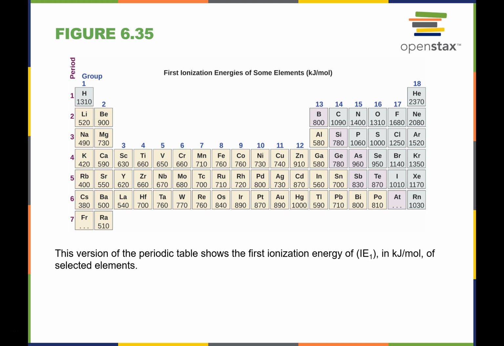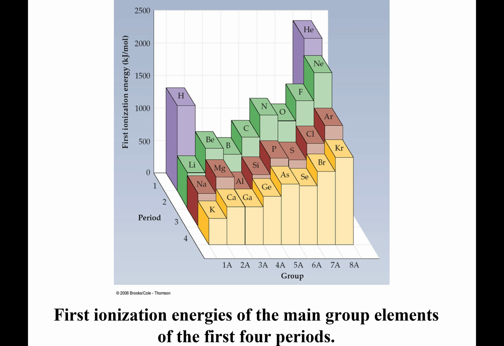Here's some more to look at on ionization energies. Now these again would be kilojoules of energy per mole of electrons that are kicked off. Again, looking at just the group A elements. So 1A, 2A, this is your S block, and here's your P block. You kind of see it stepping up.